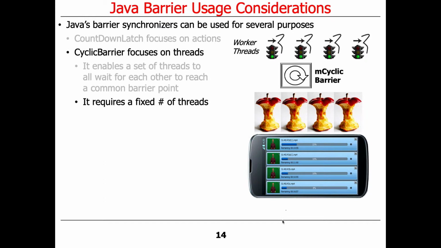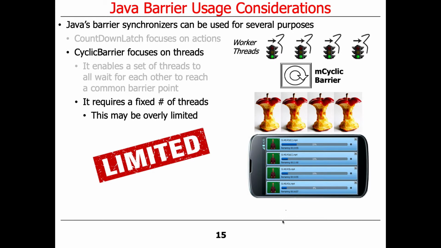Cyclic barriers typically require a fixed number of threads because you have to wait until they all reach the point where they're ready to go on to the next phase. So in that case, a party equals a thread. And that may be overly limited for certain use cases. Not every algorithm, not every use case has a fixed number of threads. Of course, that's a common thing, but not everything works that way, so it could be limited.